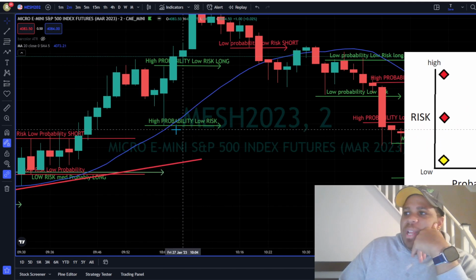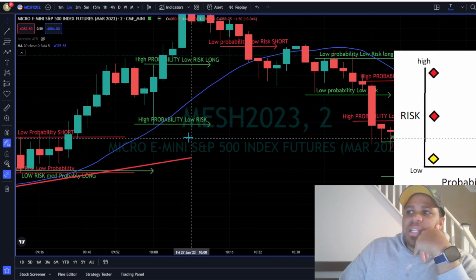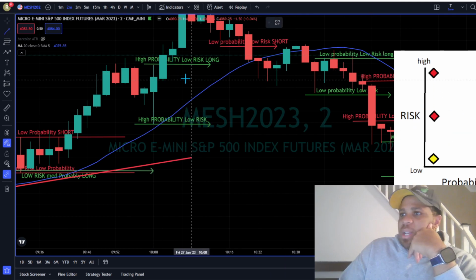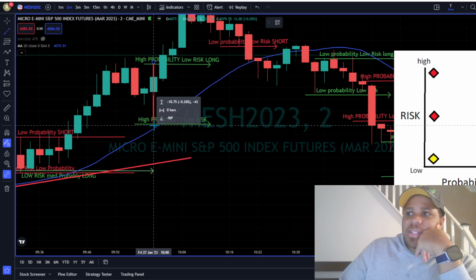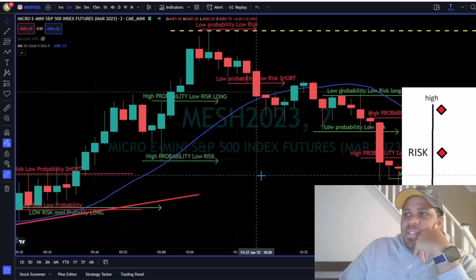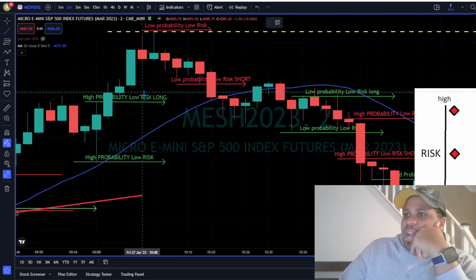So it's high probability and low risk because you're only risking, once again, the bottom of this candle. Now this is about 11 points. So depending on how big your account is, it might be high risk.